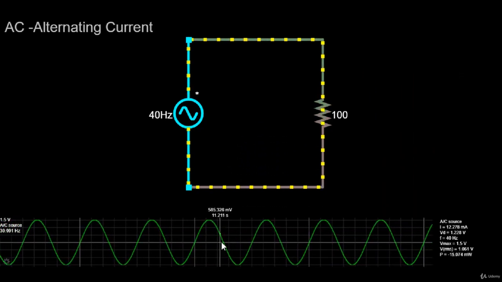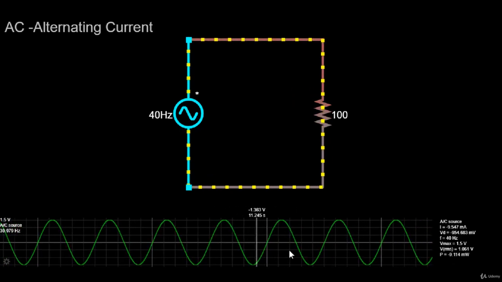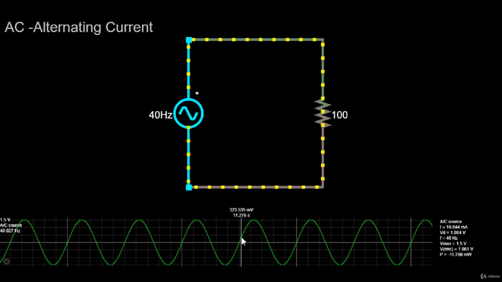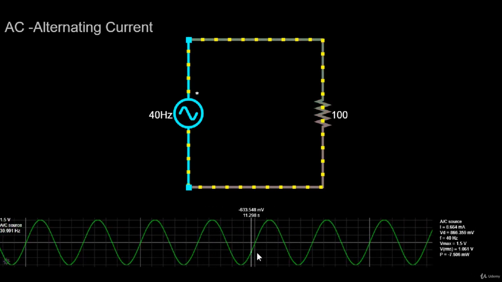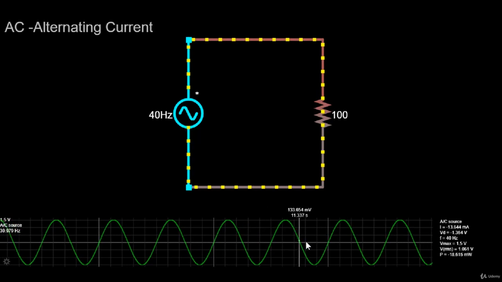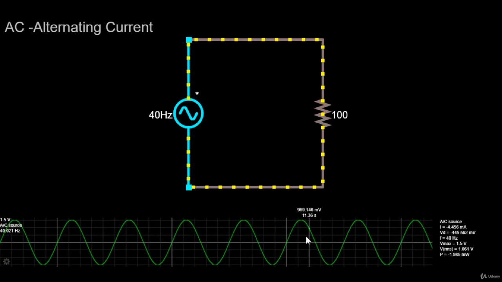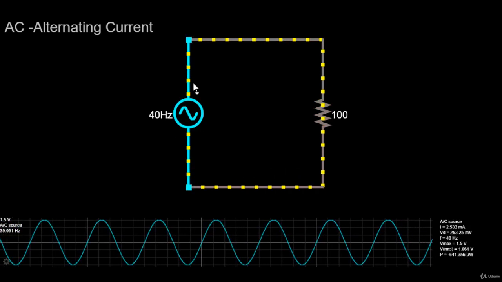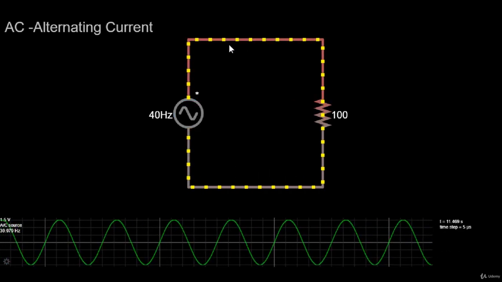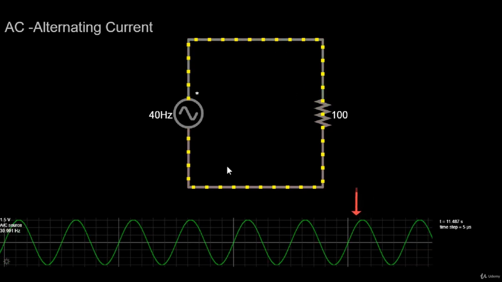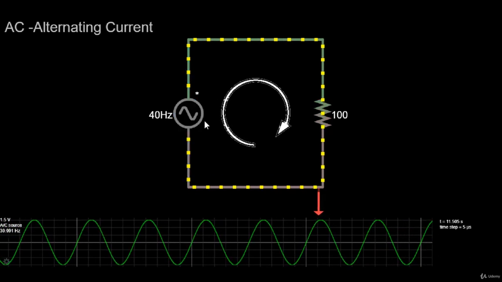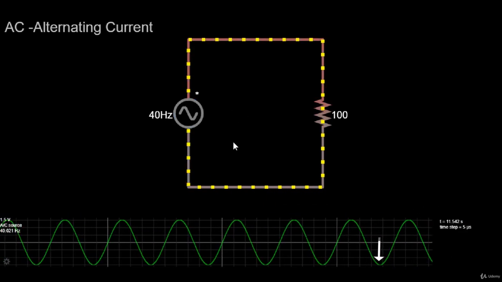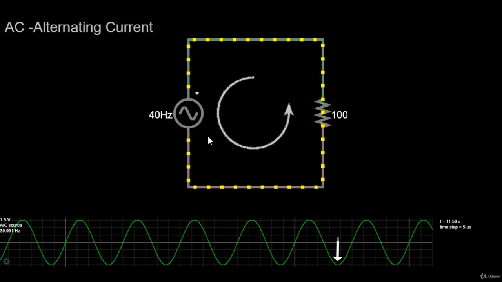Now we won't go into how AC voltage is generated or how AC voltage is transmitted over wires and then reaches your home, or how AC voltage from the mains is converted into DC. That's off topic right now. I just wanted to show you that compared to DC voltage here, electrons change direction periodically. So when the voltage is positive, the current flows in the clockwise direction. And when the voltage goes negative, the current flows in the opposite direction.